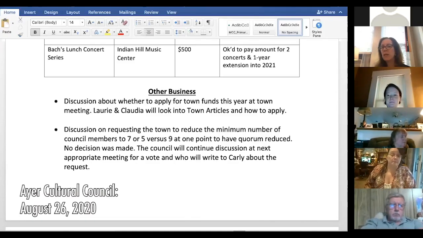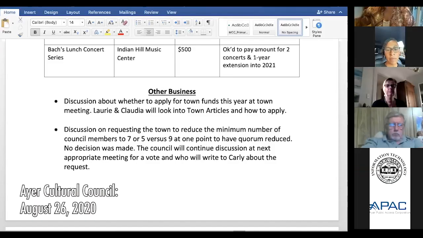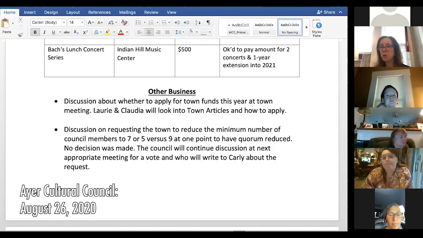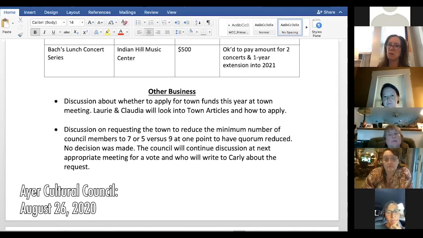Yeah, right now we need a quorum. We need five people at a meeting to have a meeting. Okay, thank you for that. And they say we should have 9 members, which we don't have. Right now we have 7. We have a couple people expressing interest in joining. So we might get up to 9, but until then, or even without that, I think if we could reduce the quorum to 4, then it would make it a little easier to get things done.